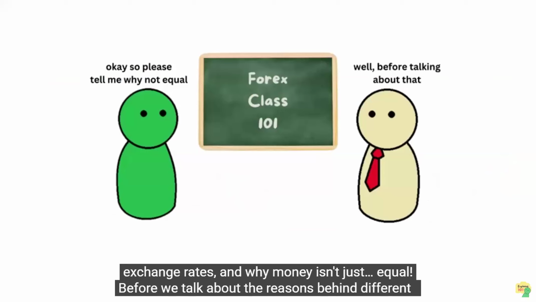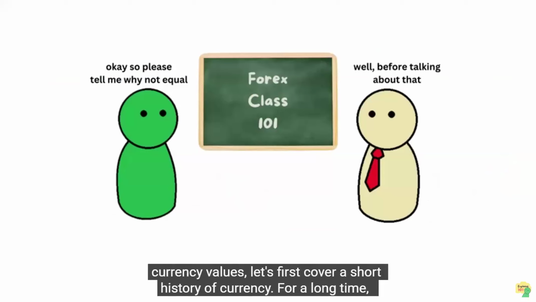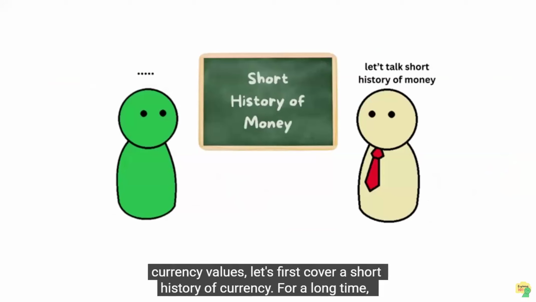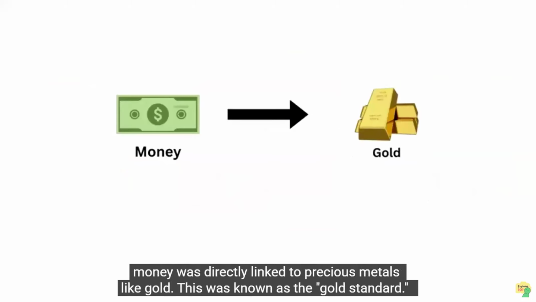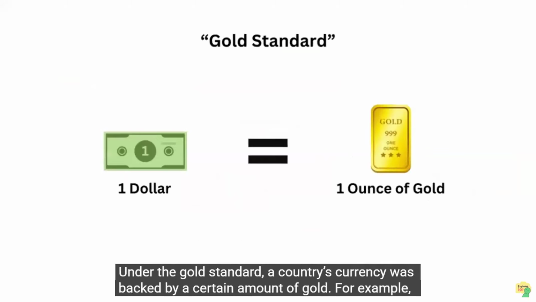Before we talk about the reasons behind different currency values, let's first cover a short history of currency. For a long time, money was directly linked to precious metals like gold. This was known as the gold standard. Under the gold standard, a country's currency was backed by a certain amount of gold.